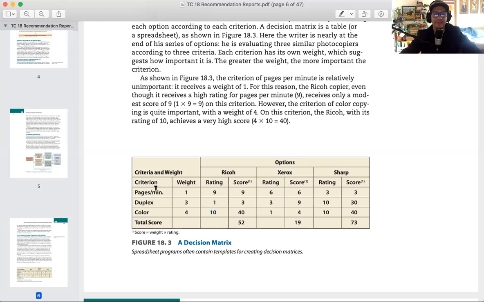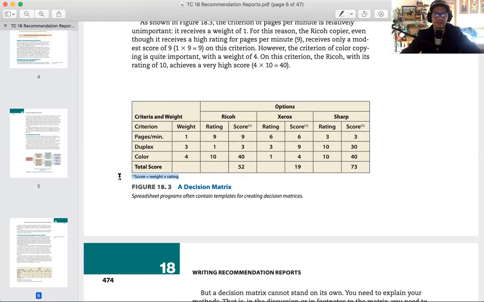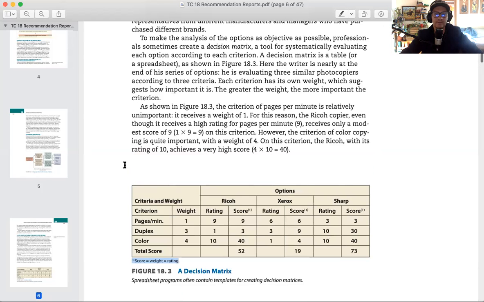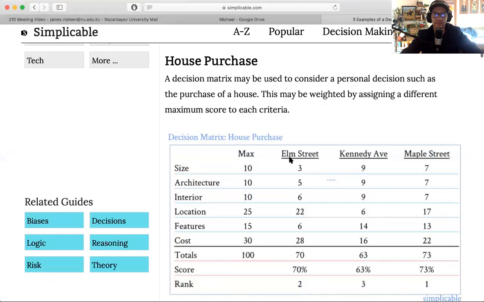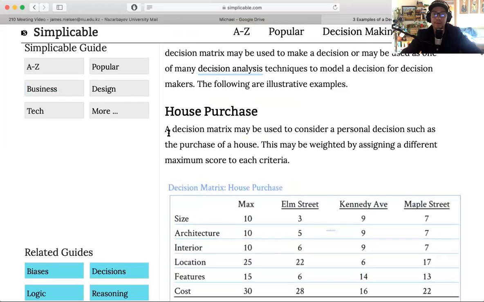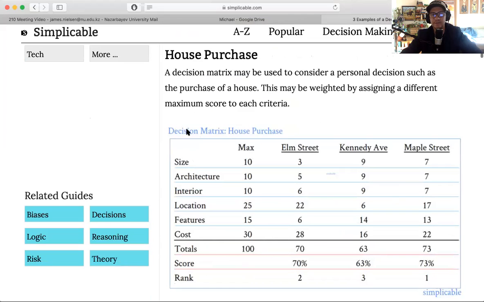Okay, make sure to give your decision matrix a title as well. Don't just call it decision matrix. Give it a specific title. And if you need to have some kind of explanation, you can. Let's look at an example of some other decision matrices here quickly. So here is one to buy a house. Decision matrix colon house purchase. It's a good title. Okay, so we know that it's a decision matrix, and within that, what is it for? For purchasing a house.